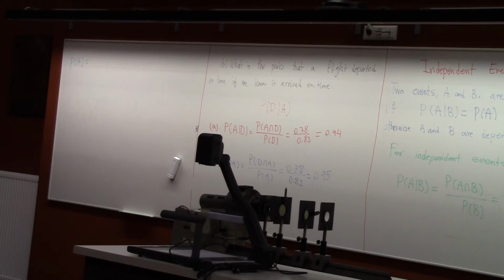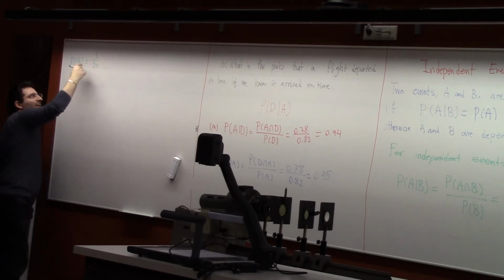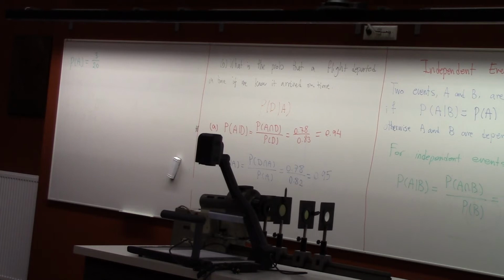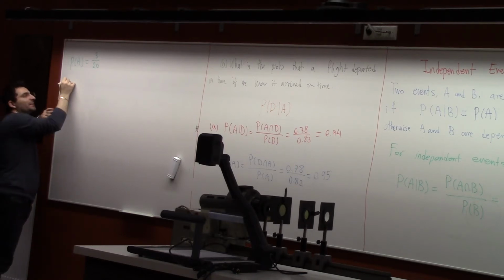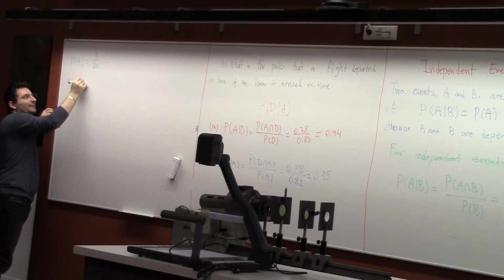3 over 20. We have 3 bad out of 20. So the probability of picking one of them is 3 over 20. Now, what is the probability that the second one is bad given the first one is also bad?